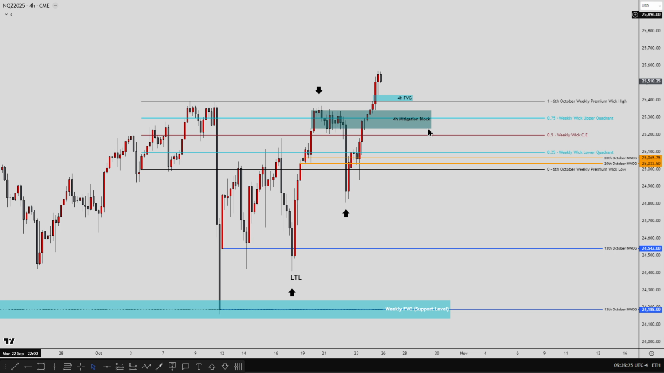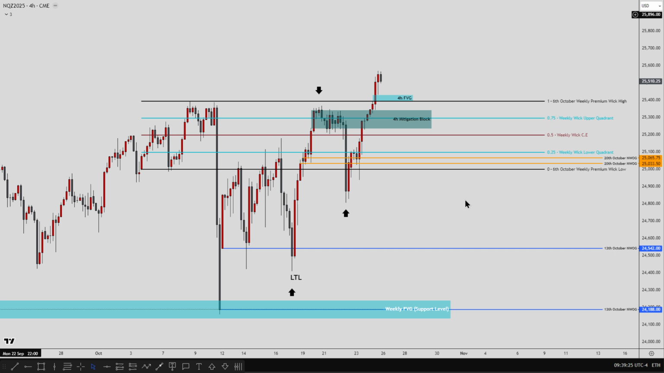we have that weekly wick quadrant. Now, I know ICT's only been applying it to a daily chart, but he mentioned in his X space recently that you can apply those quadrants to any chart, including a weekly, a 4 hour, a 1 hour, literally anything. So we're using that weekly wick's upper quadrant, and we're seeing that the mitigation block is almost perfectly, if we're looking at the midpoint, overlaying the upper quadrant of that weekly premium 6th October's wick.